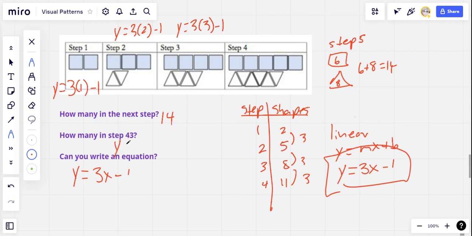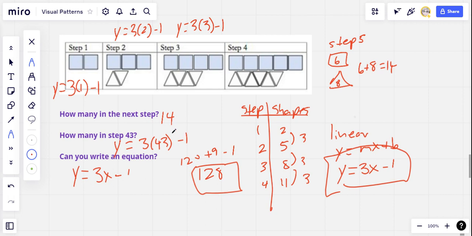And all that's left then is to use that same equation to predict what's in step 43. So y equals 3 times 43 minus 1. And 3 times 43, let's see, 3 times 40 is 120, and 3 times 3 is 9. So that's 129 minus 1, or 128 shapes in step 43.